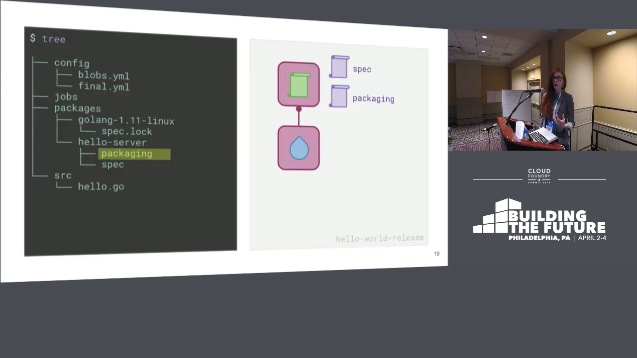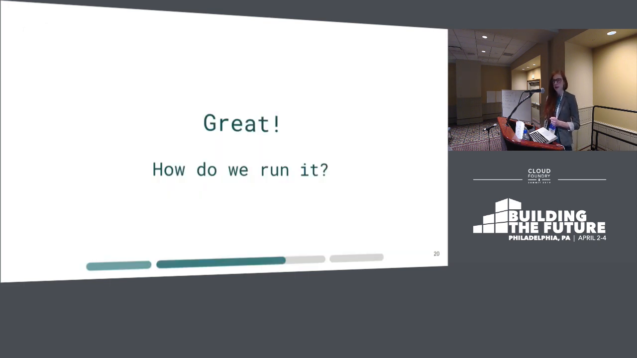So as part of our source package now, or the package that we're building to actually compile our source code, we have this spec and packaging file. So we're almost done. Well, great, that's really nice, but now with this package, how do we actually run it? We've got it compiled, it's there, but how do we run it?